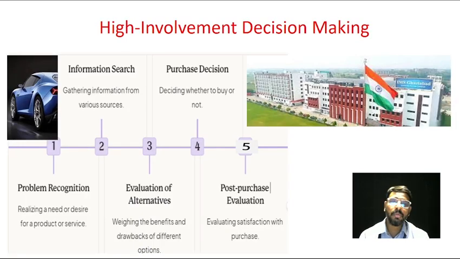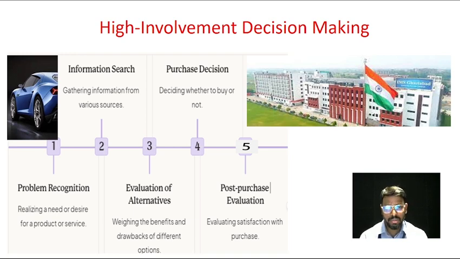So I have put two examples here. One is a luxury car, second is the IMS college from where I am, right? Once we talk about high involvement decision making, there is a particular process. Number one is problem recognition. Any solution we are looking for generates only with a problem. If we do not have a problem, we are definitely not going to visit a store or market to get a solution. So number one is problem recognition.